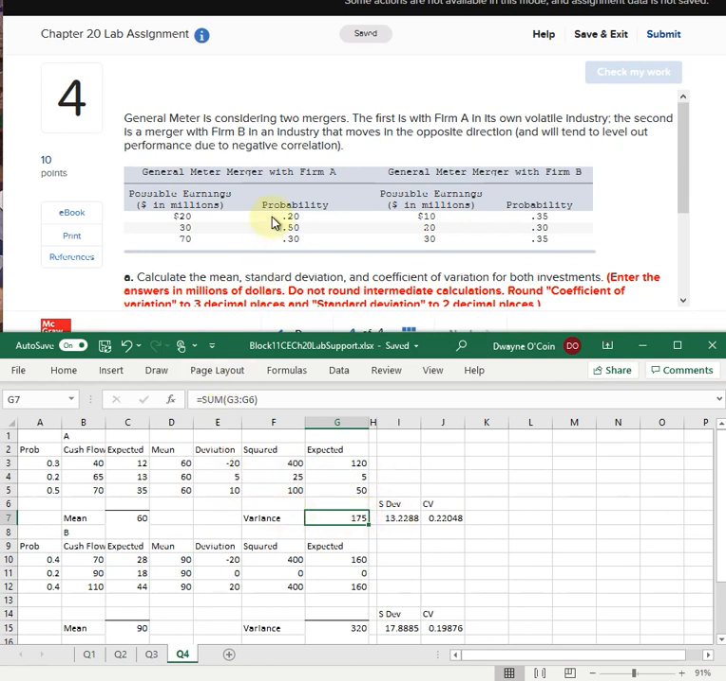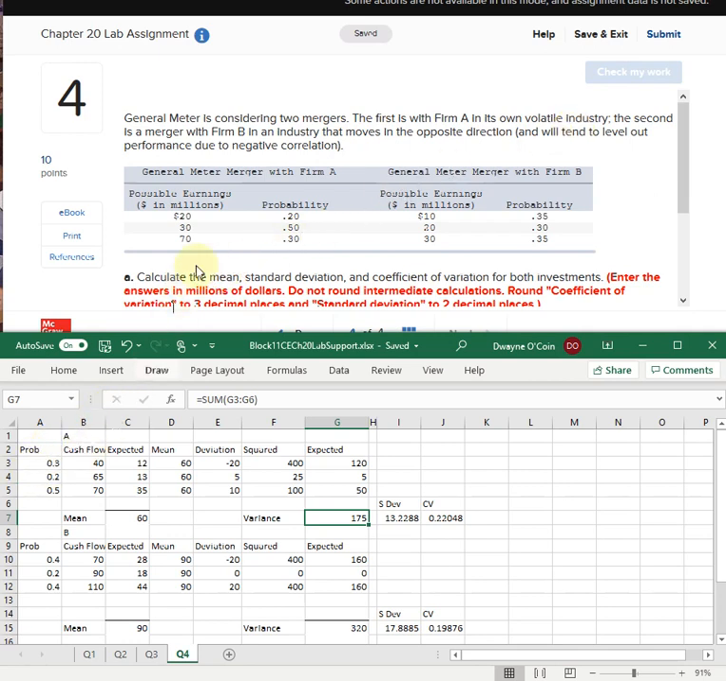In any event, we have a number of earnings possibilities here for each of the firm A consolidation and firm B consolidation with the company named General Meter. So the situation is General Meter is considering 2 mergers. The first, with firm A, is in its own volatile industry, so we're expecting that there wouldn't be a negative correlation. There's no dampening effect, no portfolio effect, or at least a reduced portfolio effect by investing in that firm. And the second is a merger with firm B, and it's in an industry that moves in the opposite direction and tends to level out the performance due to the negative correlation between them.